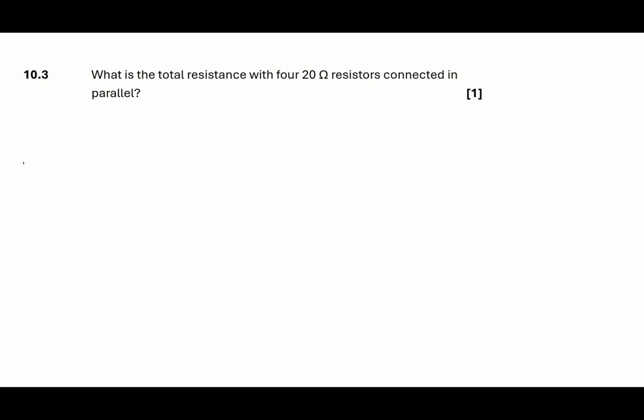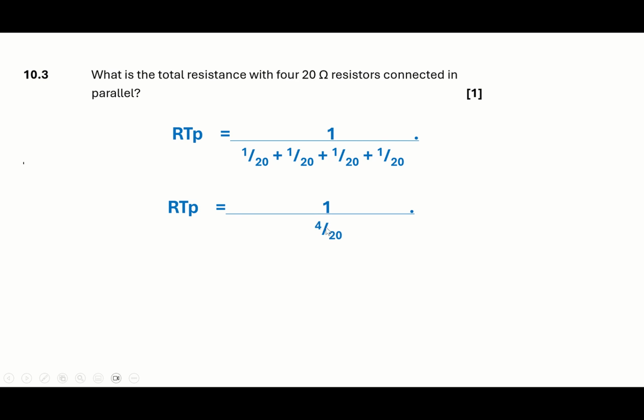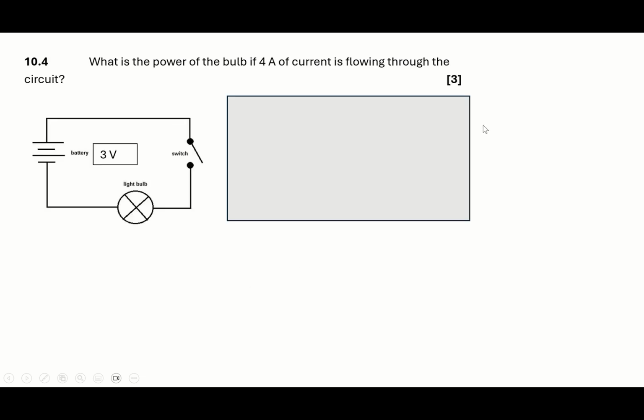Done. Next one, what's the total resistance for 4 20 ohm resistors connected in parallel? So we're going to need that formula. Total resistance is 1 over, and it's 1 over 20 plus 1 over 20 plus 1 over 20 plus 1 over 20, because there are 4 20 ohm resistors. That's the equivalent of 4 over 20. I appreciate I could have simplified that to 2 over 10, but I wanted to just show where that's come from. Put that into a calculator, and we've got 5 ohms. You can see a lot of calculation to do for just one mark.